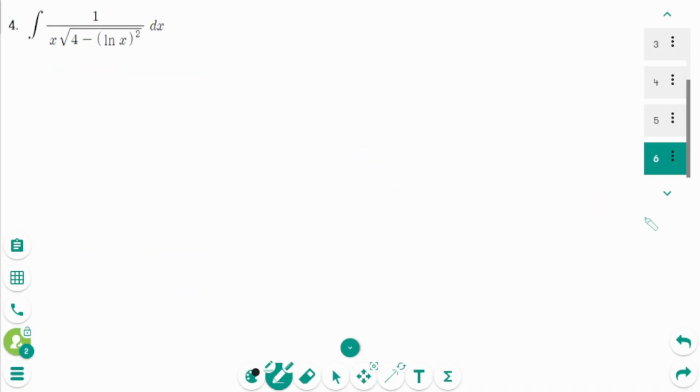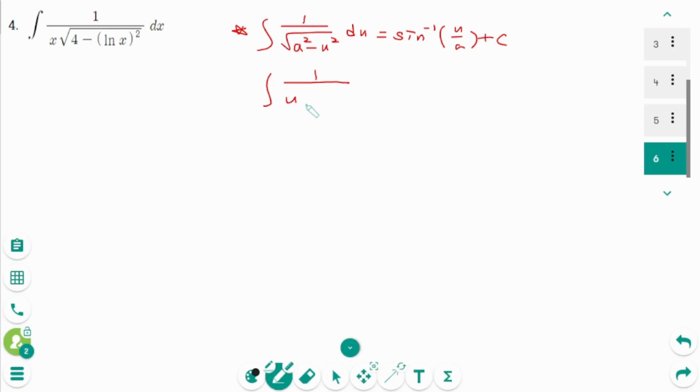Number 4. Usually, when students look at this question, they think it is arcsecant because there is an x before the square root. But let's compare the two formulas here. The integral of 1 over square root of a squared minus u squared du equals arcsine u over a plus c. The integral of 1 over u square root of u squared minus a squared du equals 1 over a arcsecant of u over a plus c.